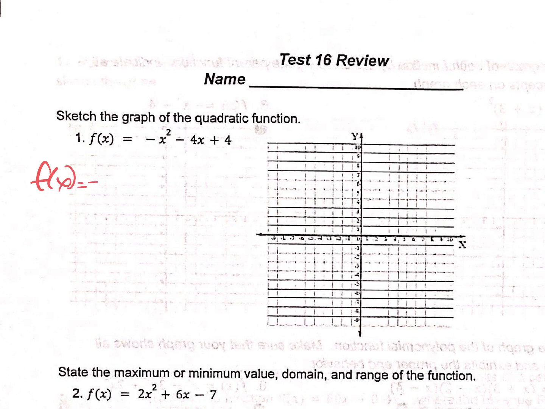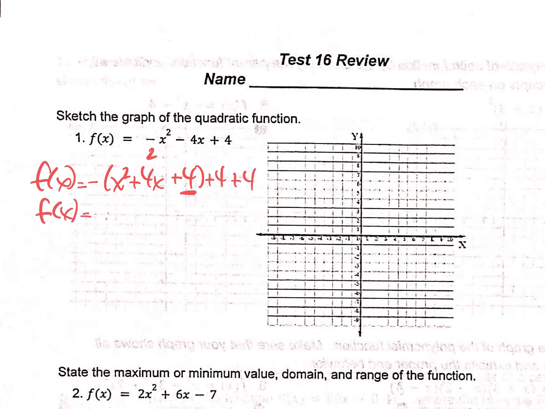So I'm going to take out the negative sign first, group my x's together. Leave space to complete the square. Half of 4 is 2. If you square 2, you get a 4, so I can put a plus 4 there. But that 4 right there is really a negative 4 because of the negative sign in the front, so I'm going to put another positive 4 out here.